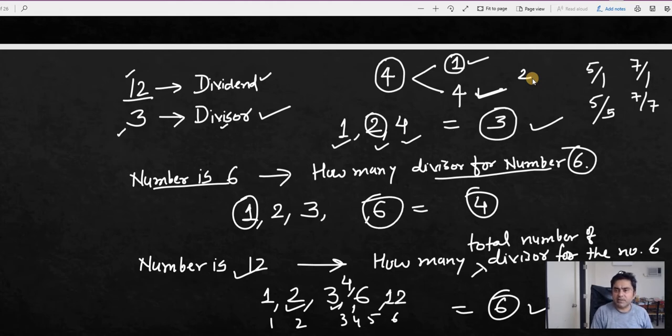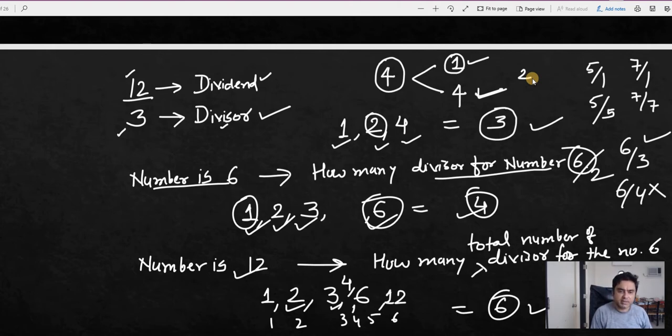Now 6 is divisible by 2. Of course it is divisible by 2. 6 is divisible by 3. Of course it is divisible by 3. But 6 is not divisible by 4. So how many divisors? There are a total of 4 divisors.